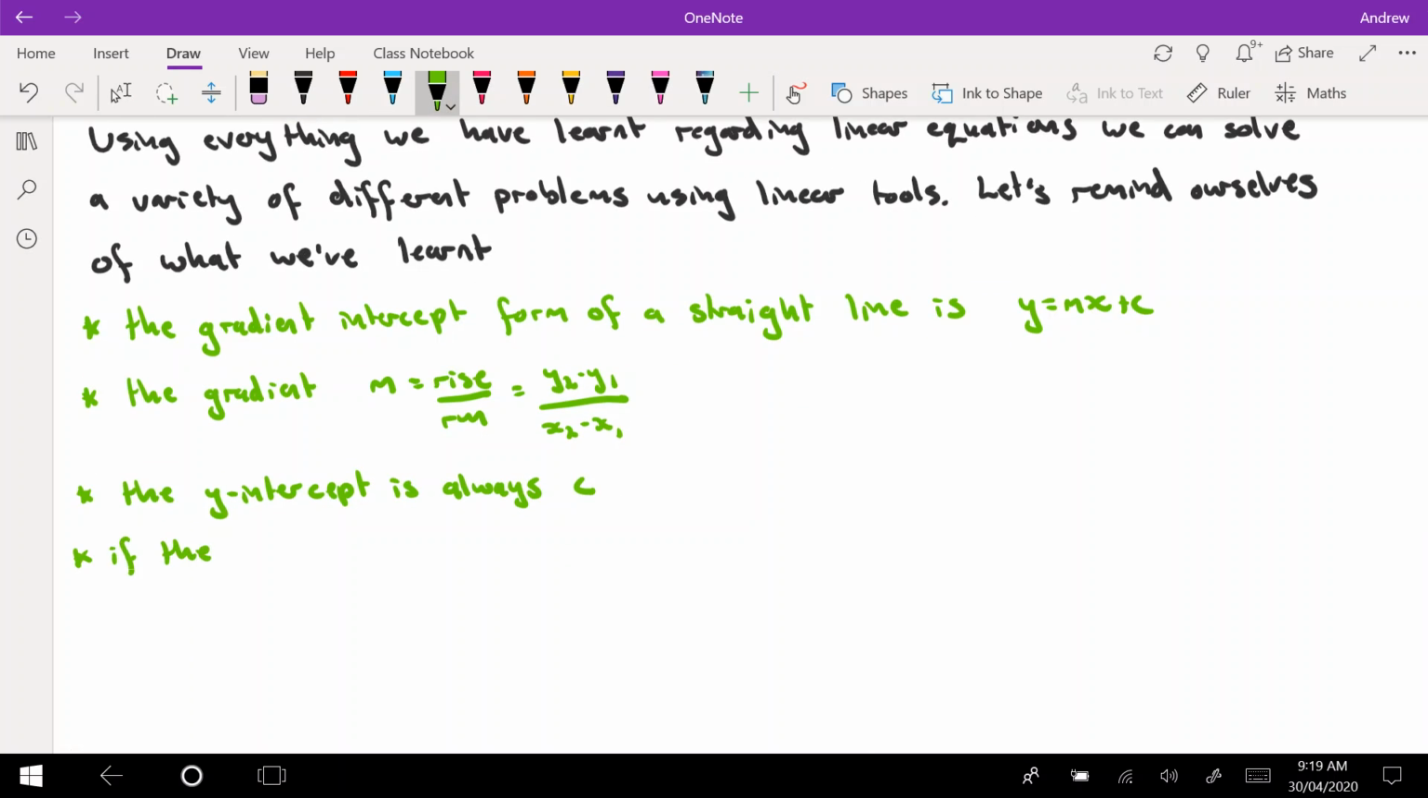If the y-intercept is not obvious, and when I say not obvious, I mean it's not written in y equals mx plus c. Some equations will be written differently, which we'll touch on a bit later on, but you can just substitute x is equal to 0 to find the intercept. Substitute x equals 0 to find the intercept.